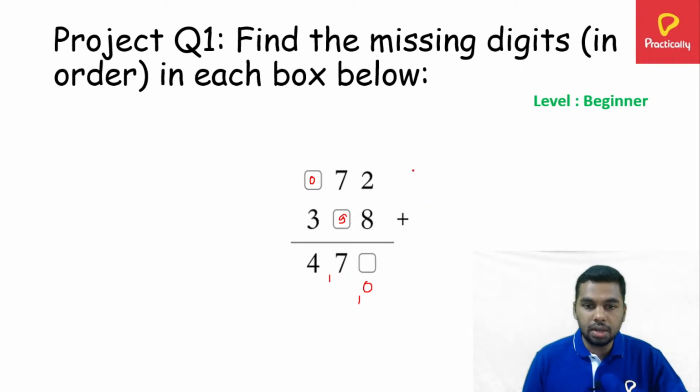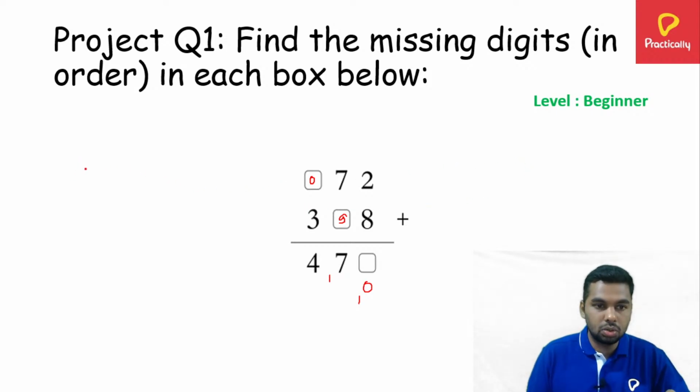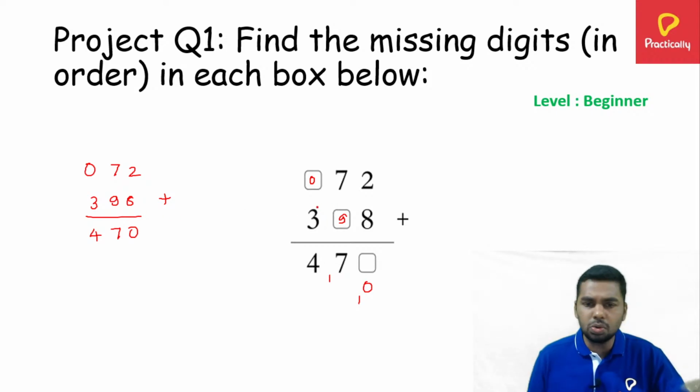So I'll just rewrite what is the solution. 0, 7, 2 plus 3, 9, 8 is 4, 7, 0. So this is what the solution is. It's almost direct. And what sutras did you use here?